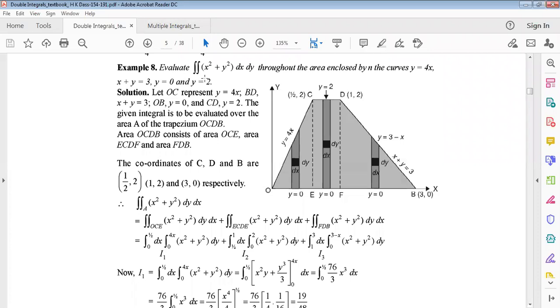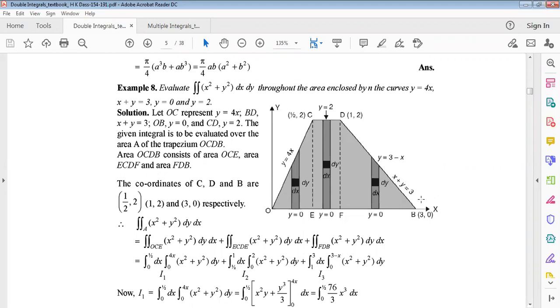Okay, evaluate this double integral of x squared plus y squared dx dy throughout the area enclosed by the curve y equals 4x, the straight line passing through the origin y equals mx, y equals 4x, and x plus y equals 3. This is the straight line which cuts the axes in equal parts, at x equals 3 and y equals 3 also.